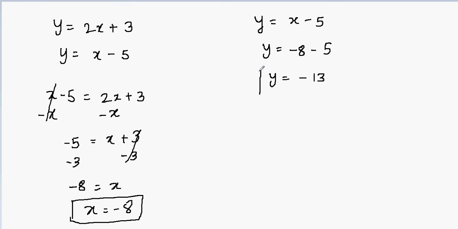So that is my final answer. x is equal to negative 8 and y is equal to negative 13, and I can write that as an ordered pair. When I write an ordered pair, I have to write the value of x first, and then I can write the value of y. So this is my final answer.